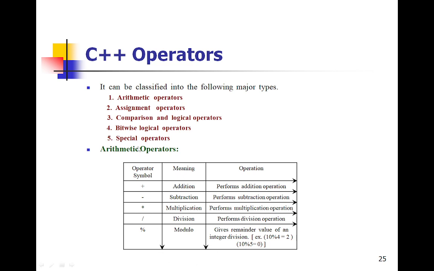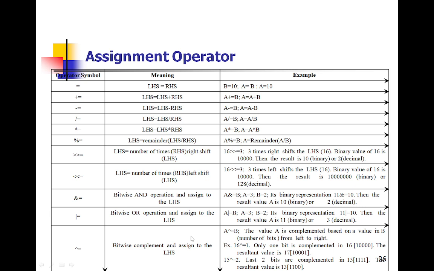Here are the different types of arithmetic operators available in C++ or any kind of programming language. Addition, subtraction, multiplication, division and modulo functions we can perform. Now let us discuss the assignment operators, the various kinds of assignment operators we are using, with examples. How we assign a value, what different symbols we use, what the actual meaning of those symbols is, and I have given examples also.